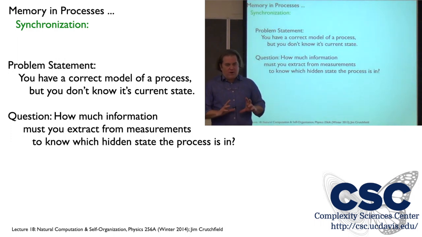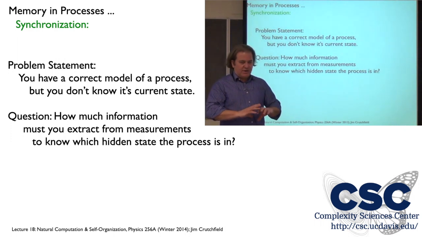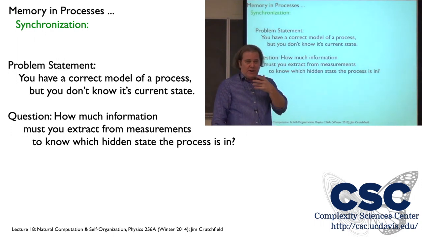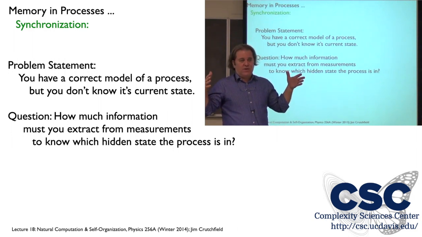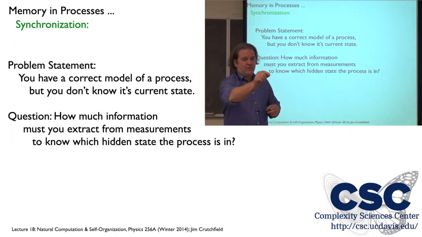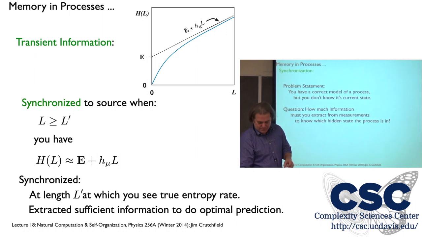Here we're assuming we have a model that tells us what the hidden states are and what the observation process is. So we'll have a hidden Markov model of this, but I'm not going to tell you what the starting state is. Then you start making measurements: 1, 0, 1, 1. The question is, how does your best guess as to the internal state distribution change? We say we're synchronized when I know exactly what the internal state is from these observed sequences.